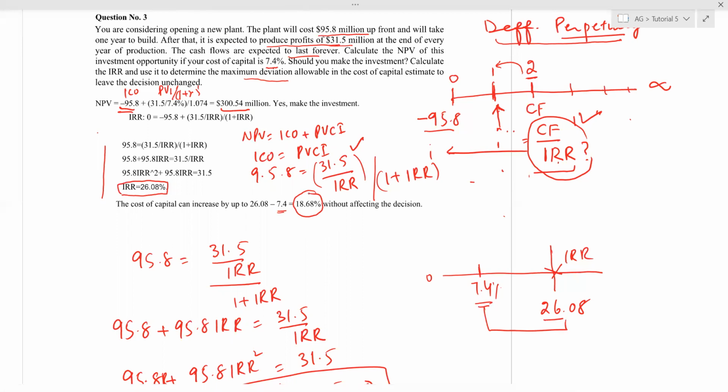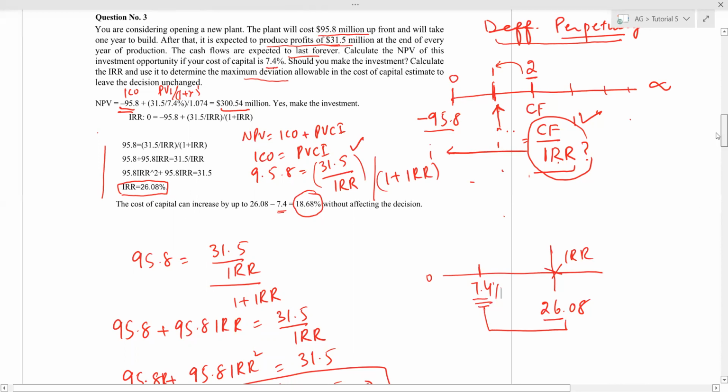So this is the deviation, 18.68%, without affecting the decision. Even if the cost of capital increases by 18.68% from the current rate, your decision is unaffected, meaning you will still not reject your investment proposal.